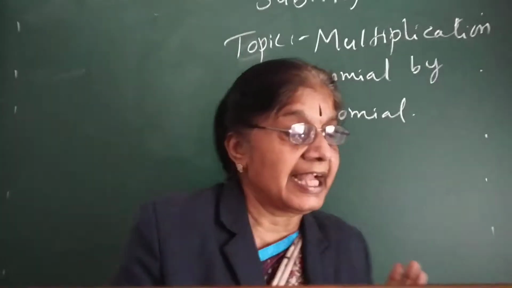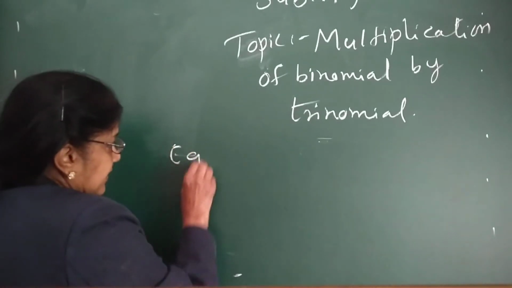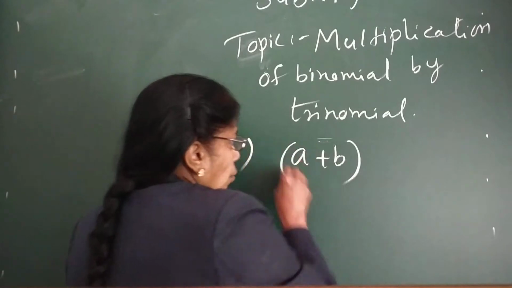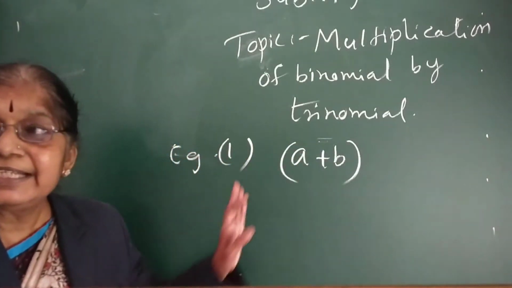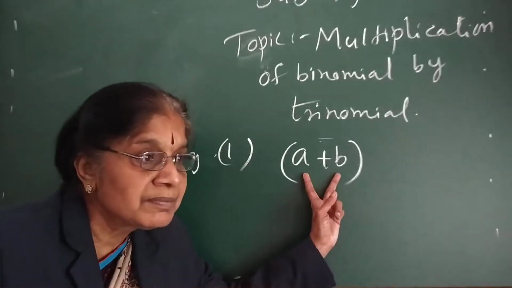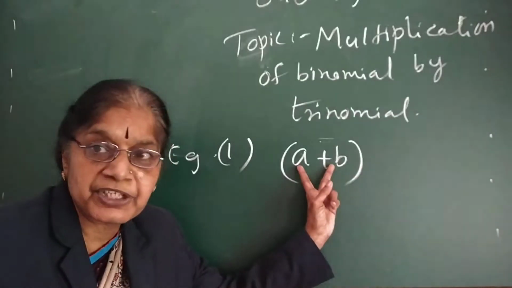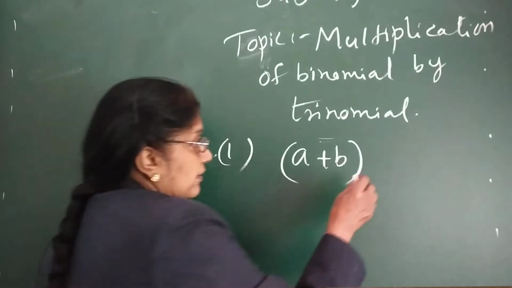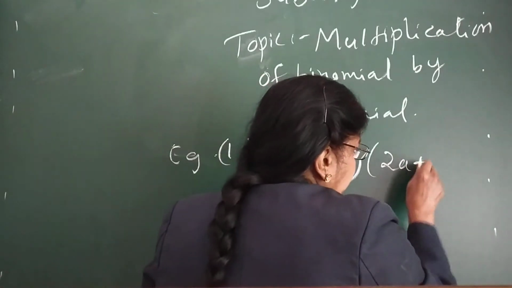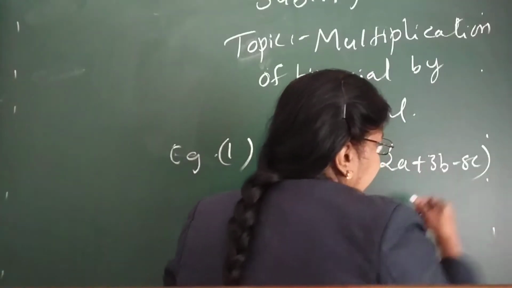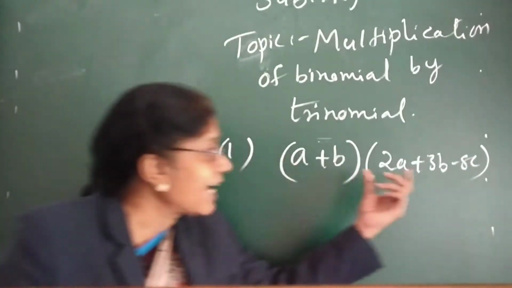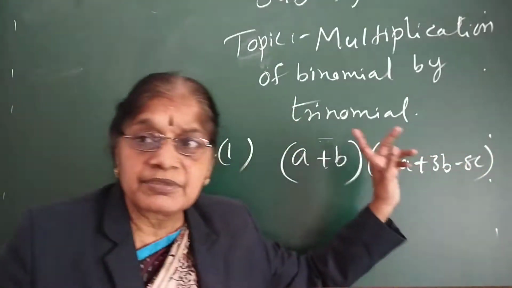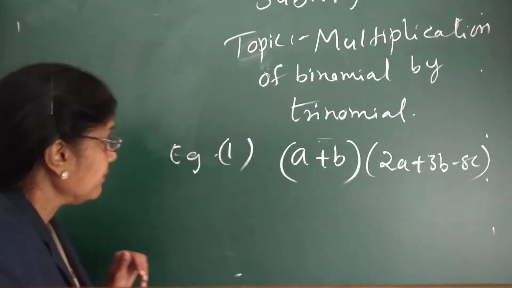Let us take one example. Example 1. A plus B. What type of term is it? It is a binomial term because two terms are there. It is a binomial expression having two terms with plus or minus sign in between. 2a plus 3b minus 8c. What is this expression? It is a trinomial because it has three terms with plus or minus sign in between.